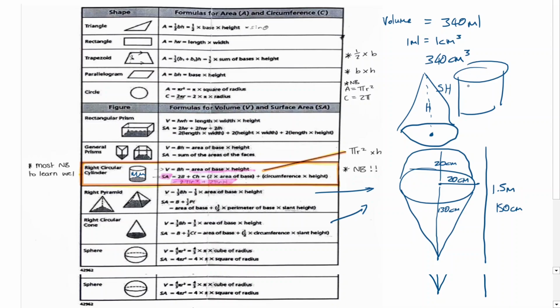And I hope that gives you a great introduction to measurement and area and volume.